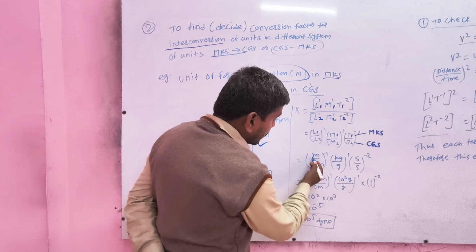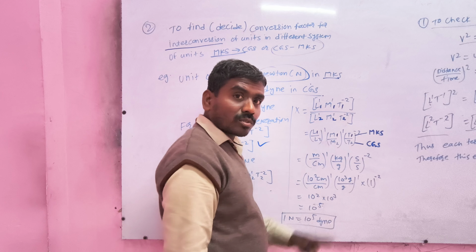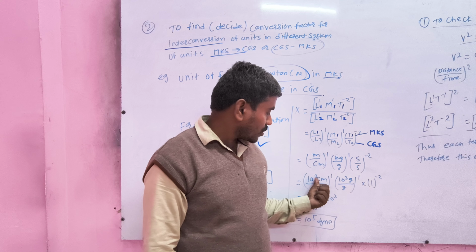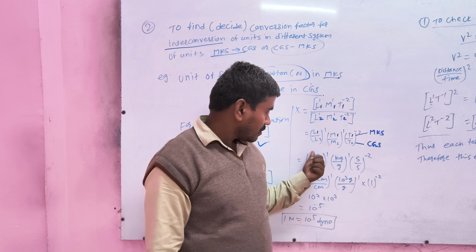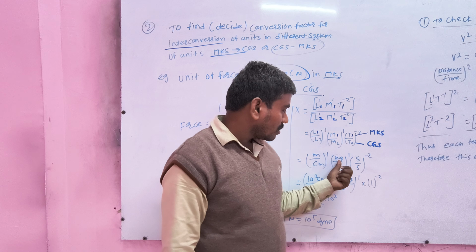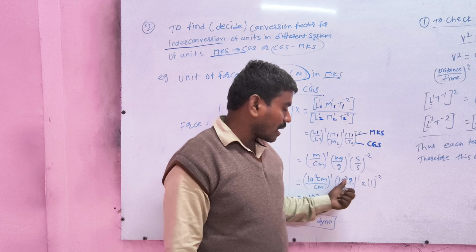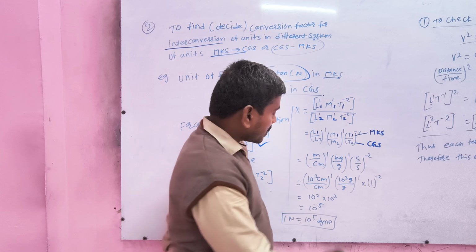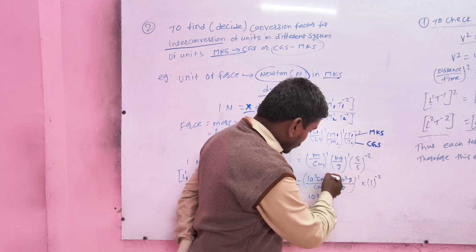So we know that 100 centimeter is equal to 1 meter. So put the value of 1 meter here. Then 1 kilogram is equal to 1000 gram. That means 10 to the power 3. We have to cancel out this.